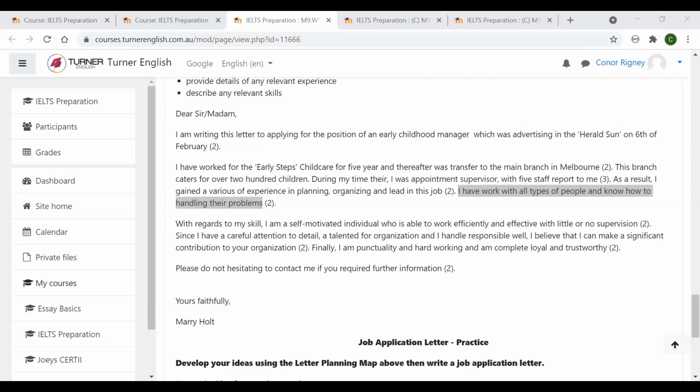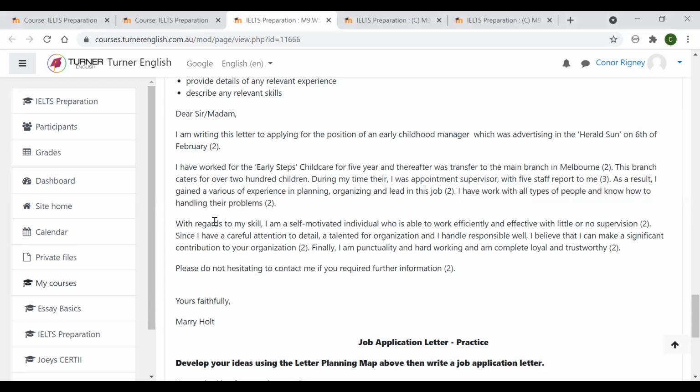Handles? It's a no. Better, but no S. How to handle? To handle. Excellent. So after "to," we have to use the root verb. We can't use ing, s, nothing. Just the root verb. Very good. Okay, let's continue with Andrea.